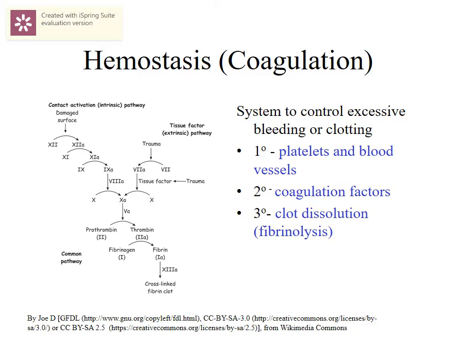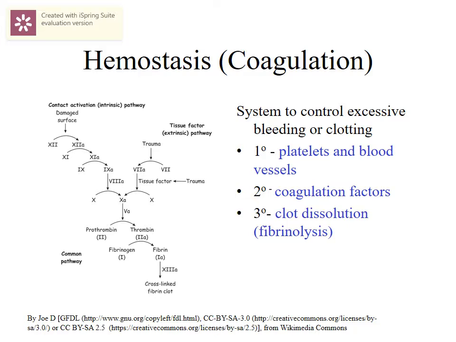If we were to view hemostasis in a simple cascade model, we would see that it occurs in 3 phases. Primary hemostasis involves the platelets and blood vessels and the formation of a platelet plug. So any sort of diagnostic testing related to primary hemostasis involves looking at platelets and blood vessels. We did learn about platelets in part 1 of this module.